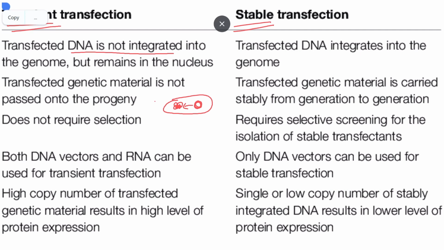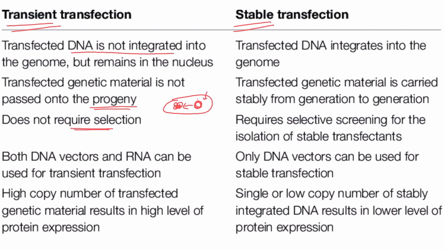Since it is not getting integrated into the genome, it will not be passed on to the progeny, that is, the daughter cells will not have it. This method also does not require perfect selection methods. We are introducing it into the cells, and we just need to make sure that the cells acquired the genetic material.